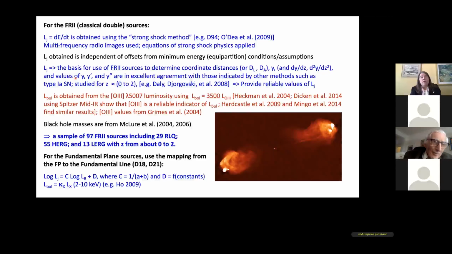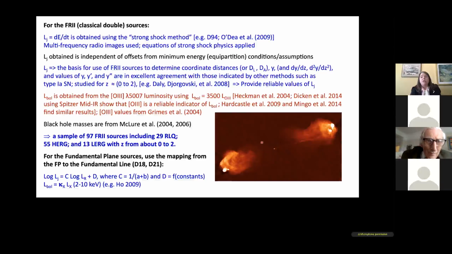Now, those beam powers form the basis of the use of FR2 sources for cosmological studies, which is another talk, but the key point here is that these have been used to determine coordinate distances, angular size distances, and luminosity distances for sources with redshifts between 0 and 2. And those distances and their first and second derivatives agree with the ones obtained with type 1a supernovae over the same redshift interval. So this is another indication that these beam powers are reliable.